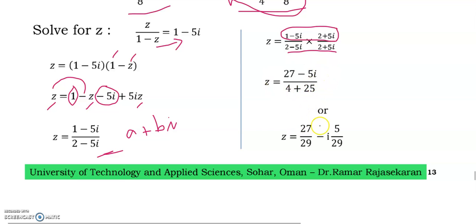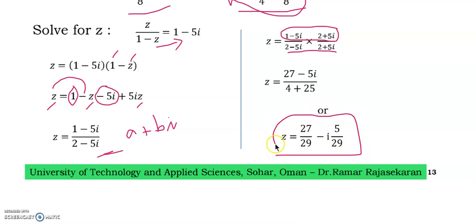So you can rewrite this z equal to a, what is the real part? 27 divided by 29, minus i, what is the imaginary part? 5 by 29. So this is your final value for z. This is solve for z of this question. So this is in the form of a plus bi. Now you can stop this.